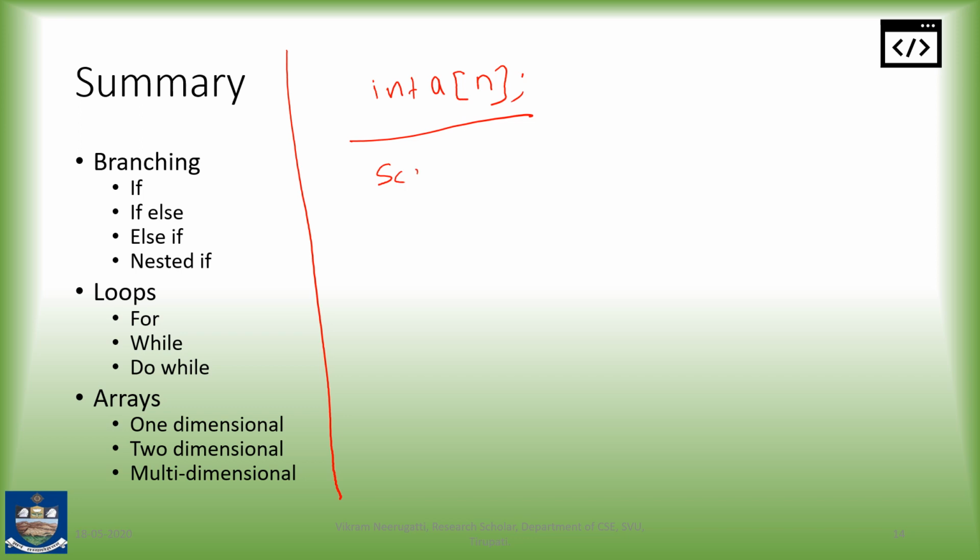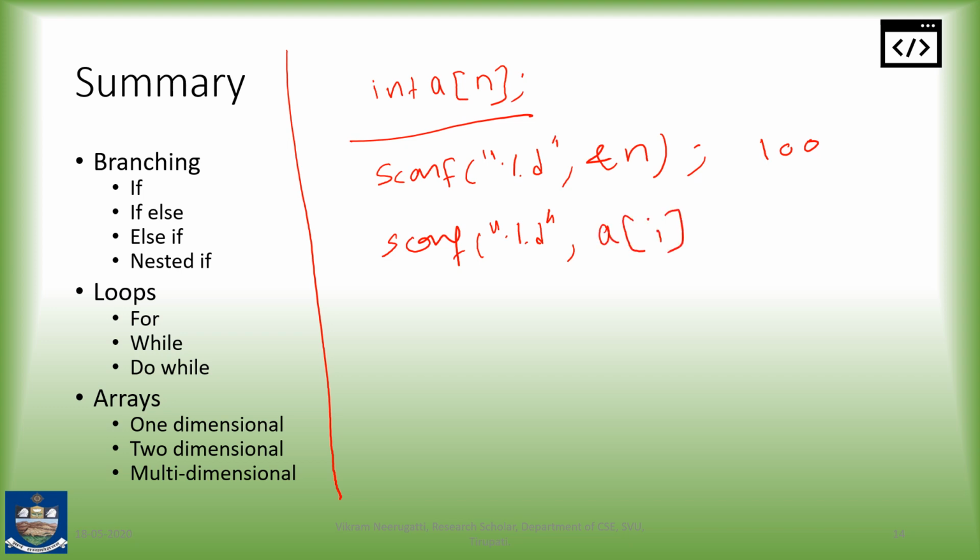With the help of a scanf, you can take an n value, that may be 100. You can take each and every value as well. scanf("%d", &a[i]) — for example, I will put here a for loop: for i = 0; i < n; i++. This is how I can take the input here.